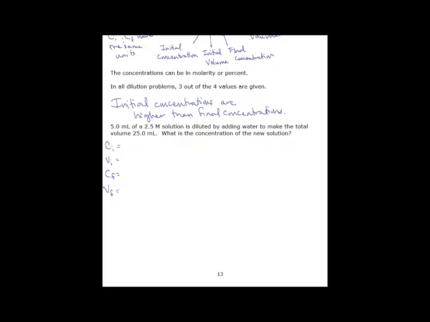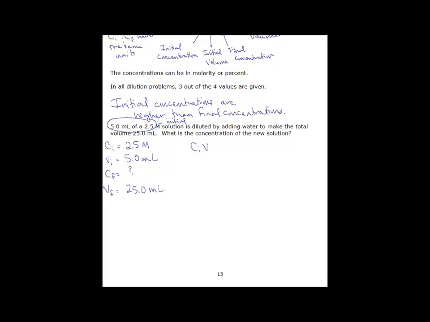So the initial concentration, do we have that? 5 milliliters of a 2.5 molar solution is diluted. So we do have the initial values. These are right here. So the initial concentration is 2.5 molar. The initial volume is 5.0 milliliters. The final concentration, the total 25 milliliters, we don't have the final concentration, but we do have the final volume. So we're solving for the final concentration.